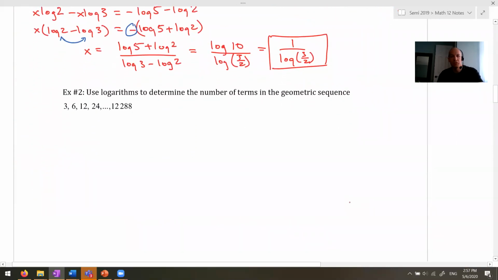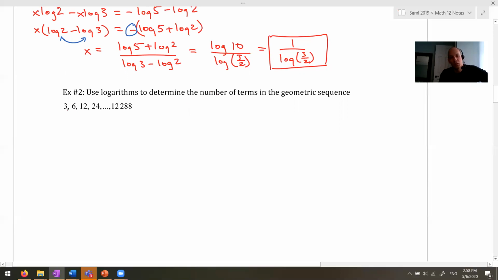Okay, so here's example 2. This is a similar thing. It's just in a word problem, and it ties back to why this is so useful, how this fits in with the last unit, and even geometric sequences. So let's use the logarithms to determine the number of terms in a geometric sequence.